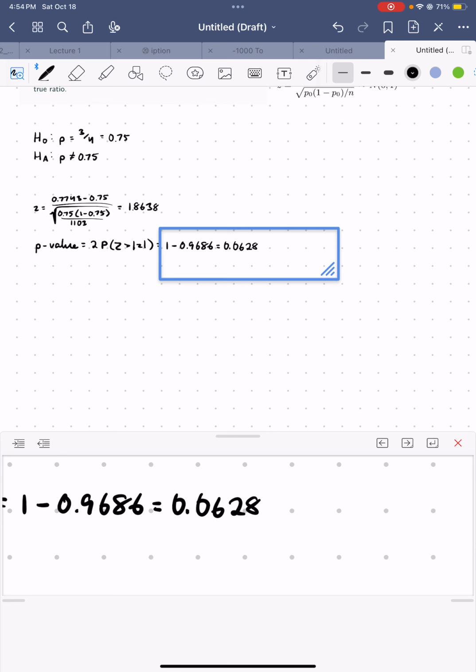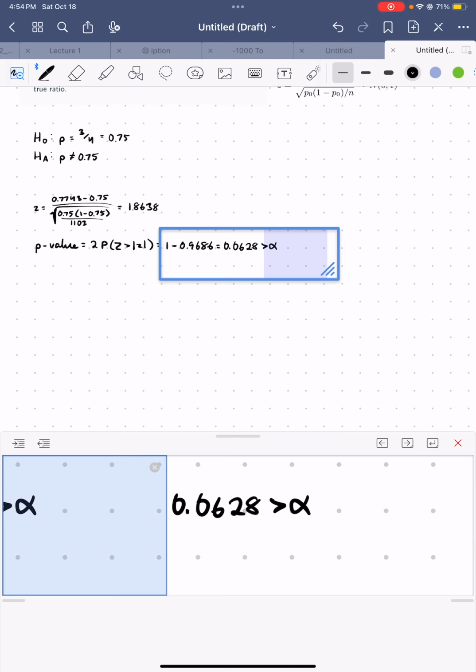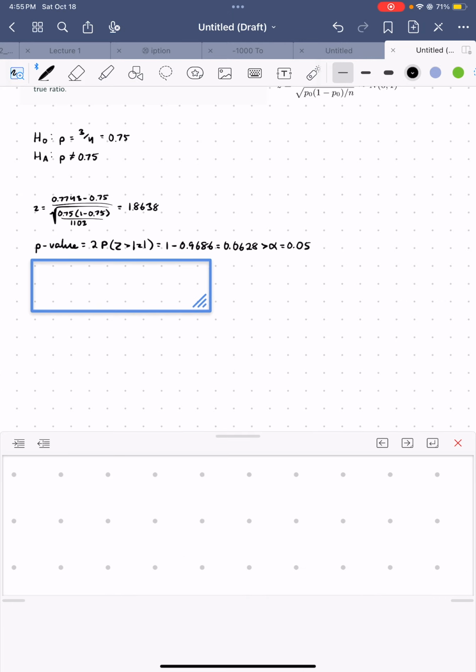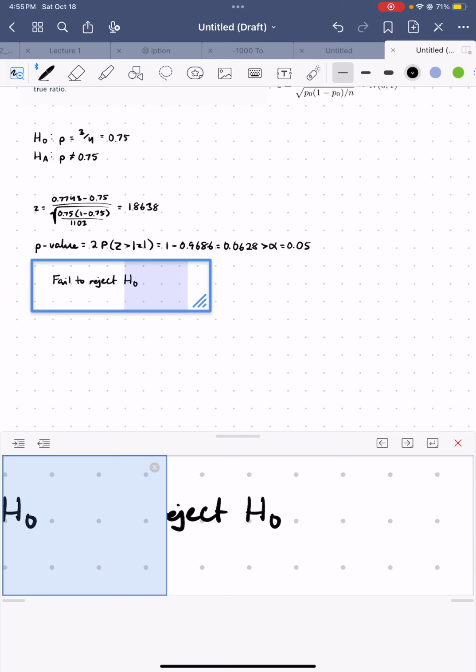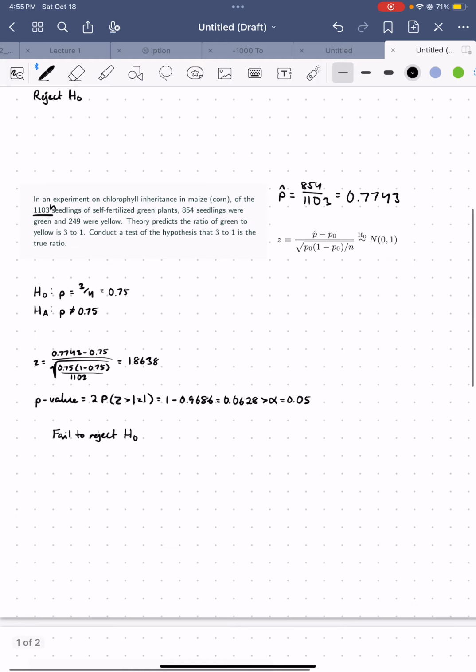0.0628, and this is greater than our alpha value, which again is 0.05. Forgot to write that earlier, but that's the alpha value that we always use if they don't give us an alpha value. And so since it's greater than our alpha value, we fail to reject our null hypothesis, and we can't accept it because we haven't proven that it's true, but we just don't have enough evidence to prove that it's not true, which is why we fail to reject. And that's this problem.